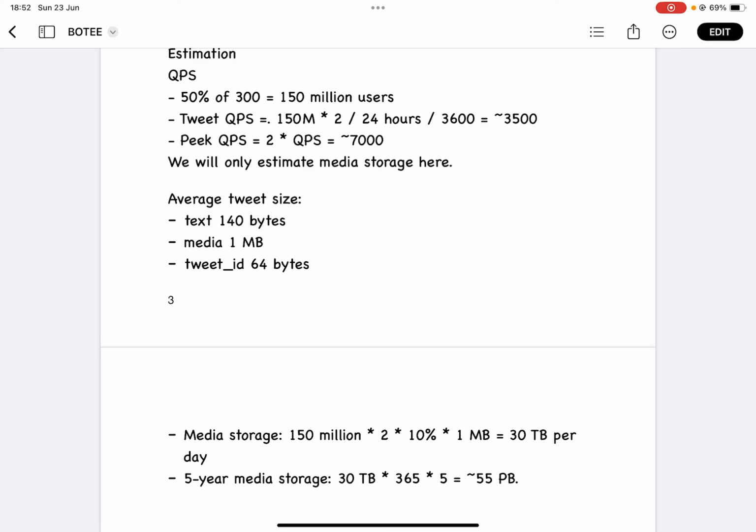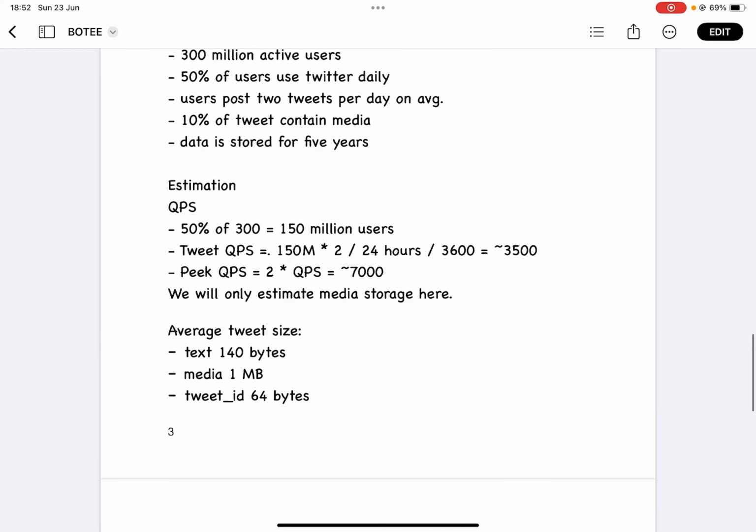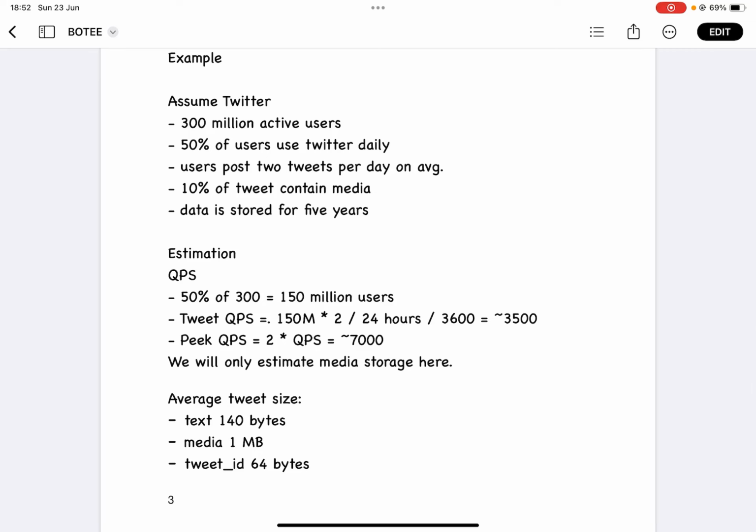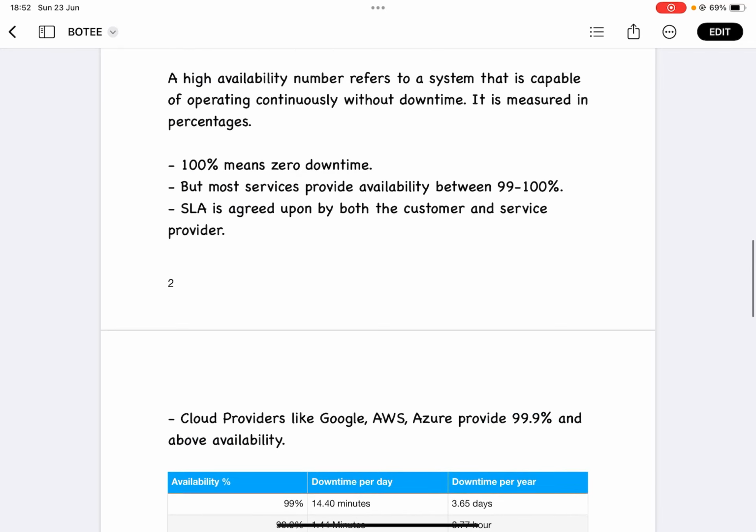Okay, for 5 years. So this is one way of estimating based on the certain assumptions that we have made for the Twitter user base and their activity on Twitter. So this is the example we had.